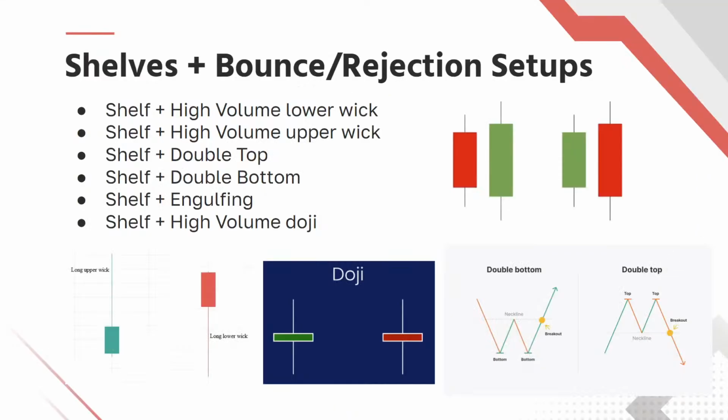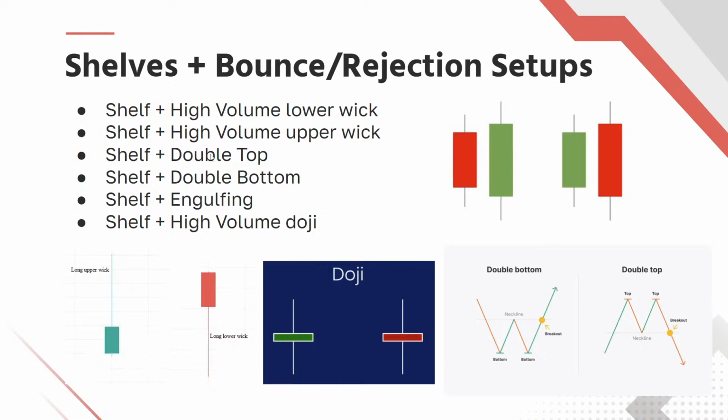So a shelf bounce and rejection, we've already talked about that a little bit, but these are the other setups technically that you could be looking for near those shelves. We talked about if price bounces off a shelf, but here you have a high volume wick, and down here we have the two examples, the upper wick and the lower wick. I already talked about both of them.